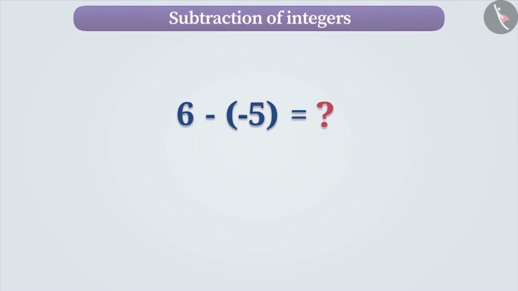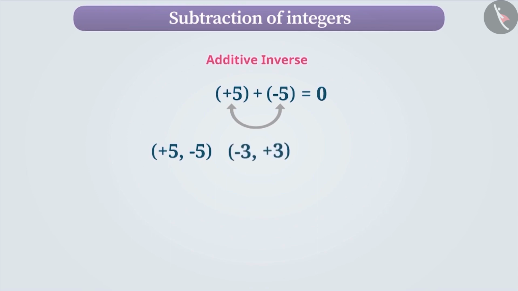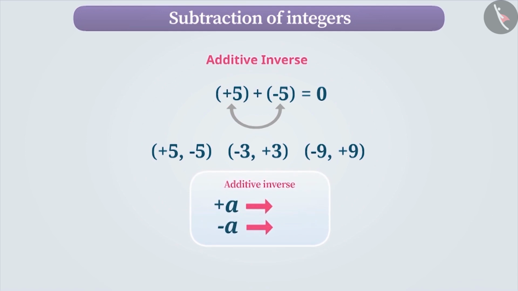But before doing so, we need to understand one thing. If the sum of two numbers is 0, then they are additive inverse of each other. For example, plus 5 and minus 5, plus 3 and minus 3, plus 9 and minus 9, etc. What do you understand by looking at these pairs of numbers? Any thoughts? Let me tell you. Additive inverse of any number is obtained by writing it with the opposite sign. Now that that's understood, let's subtract the integers.